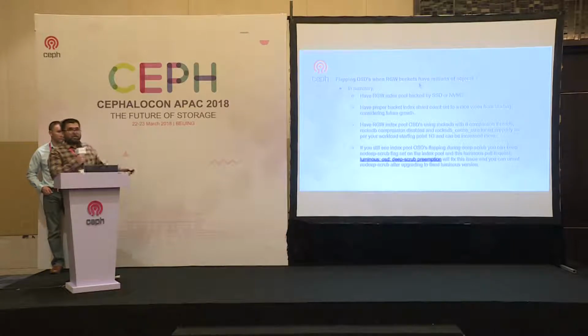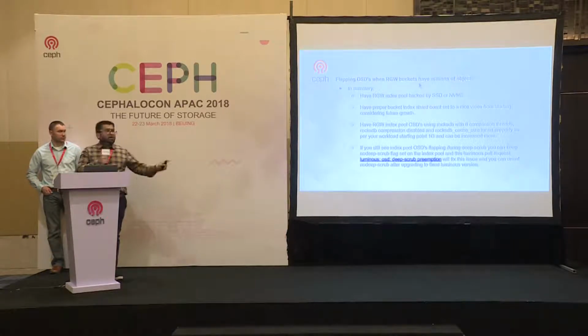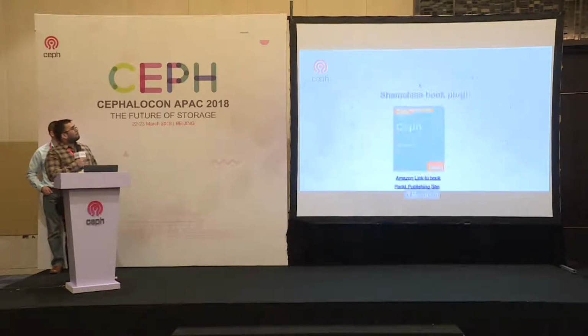And one thing which Michael talked about, the preempting of the deep scrub, is coming in Luminous. So now whenever you have a client IO coming to a deep scrub object, the deep scrub IO would be taken back and the client IO would be allowed. So this is coming in Luminous. That's it. You want to cover this?